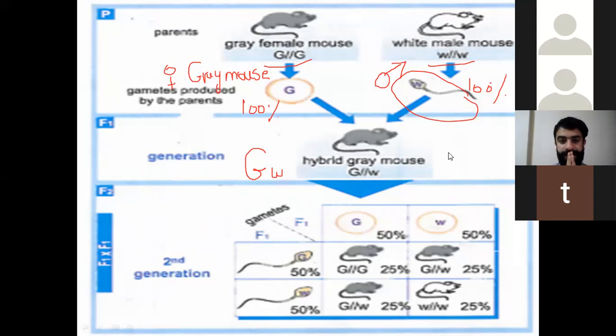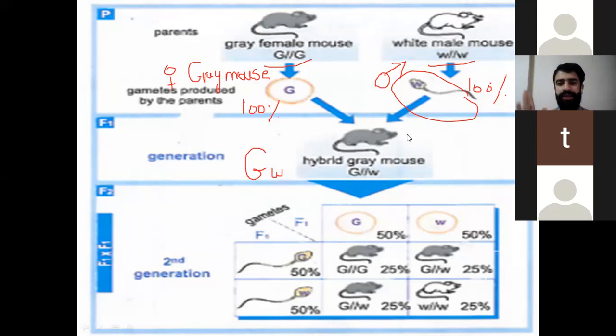The gray allele is the dominant because the F1 generation's phenotype is gray. Excellent. And it contains both alleles G and W, but G is expressed. Okay, excellent. But you have to write it in another way. Pay attention to me. Thank you, Lena, thank you, Hani, and also Tala.